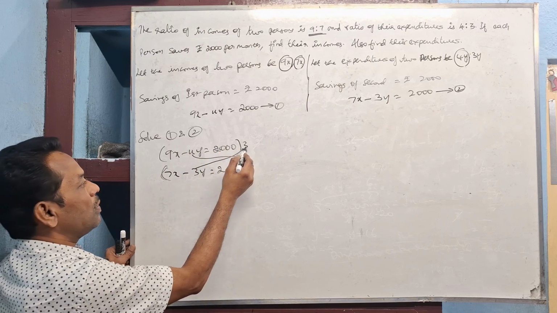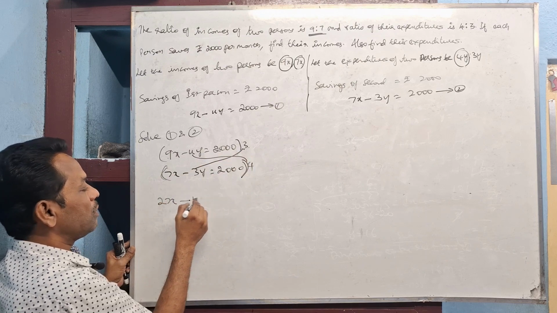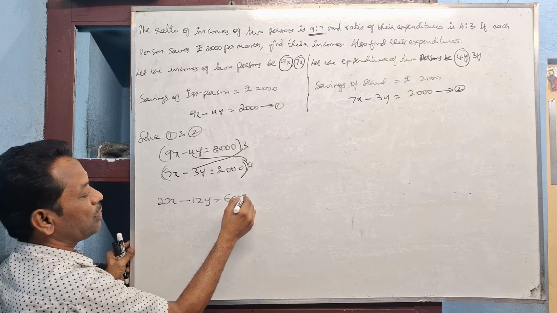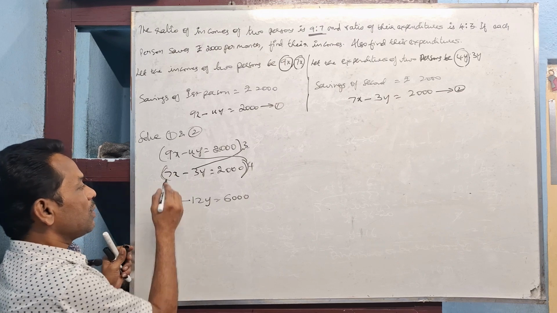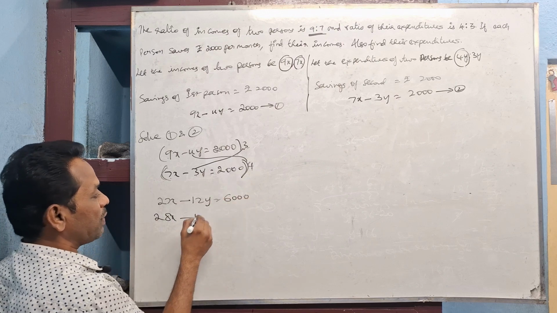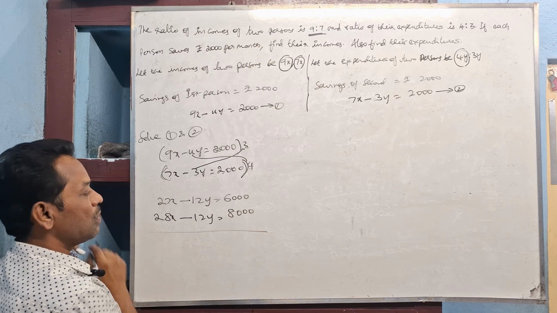So 3 9s are 27x minus 4 3s are 12y equal to 2000 into 3, which is 6000. Now, 7 into 4 is 28x minus 3 into 4 is 12y equal to, how much do you get here? We'll get 8000.